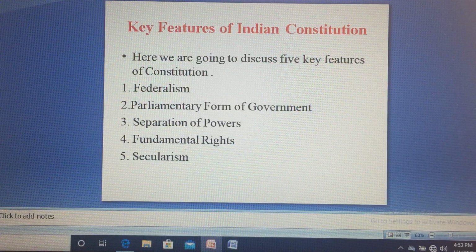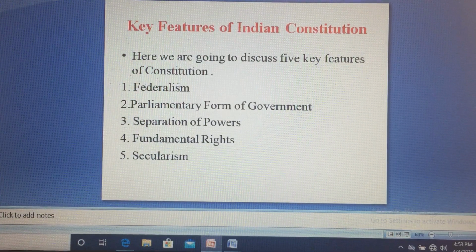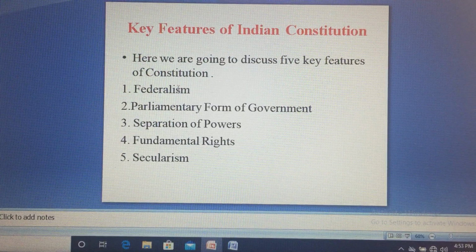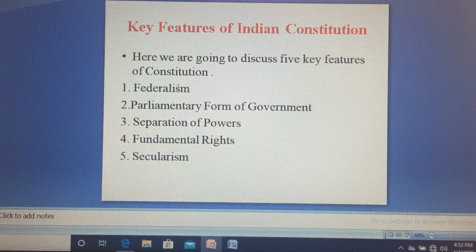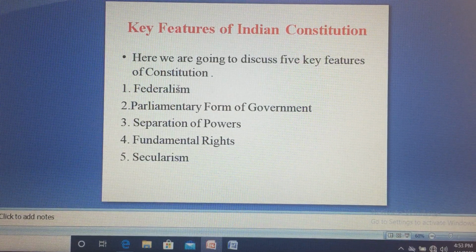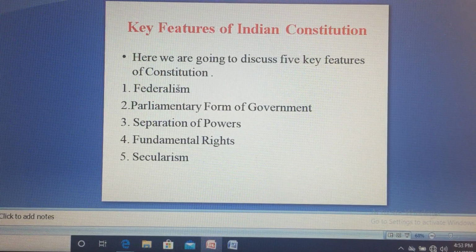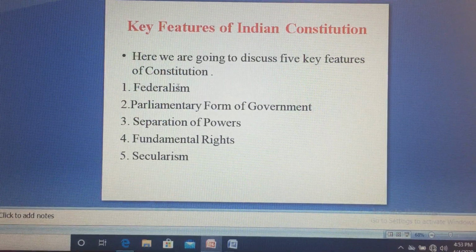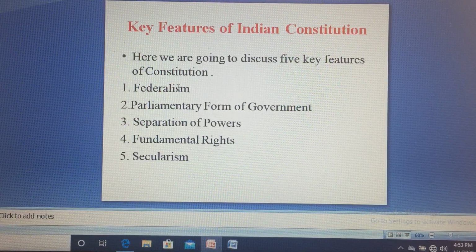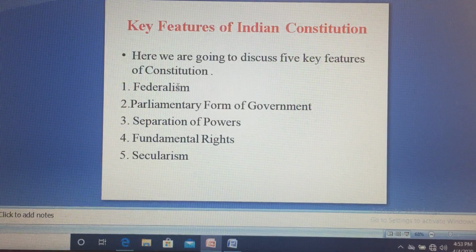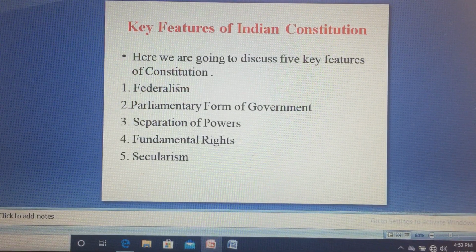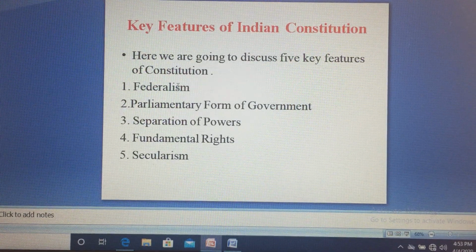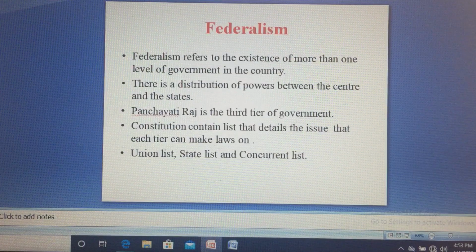Let's now discuss the key features of the Indian Constitution. There are many key features, but we are going to mainly concentrate on these 5. First is federalism. Second is the parliamentary form of government. Third is separation of powers. Fourth, fundamental rights. And fifth, secularism. We'll discuss each of them one by one.